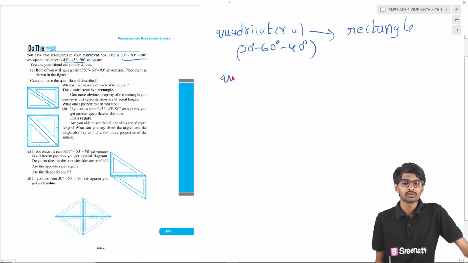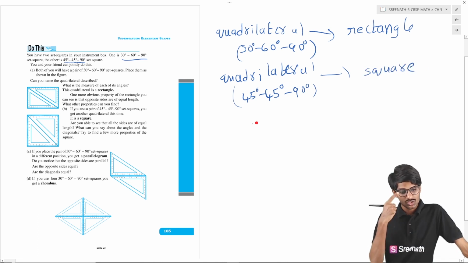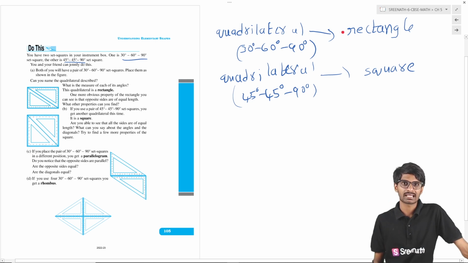If you again have two set squares of 45 degrees, 90 degrees, by using these you can draw a quadrilateral which is a square, students. What is it? Square. So just observe the properties of the rectangle and the square. Measure the lengths and measure the angles. Here also measure the lengths and measure the angles.